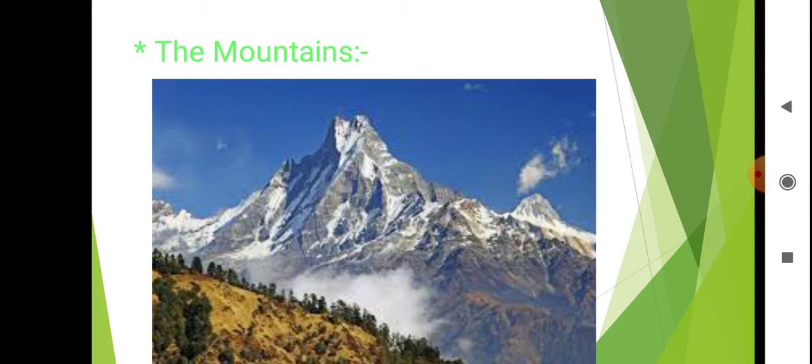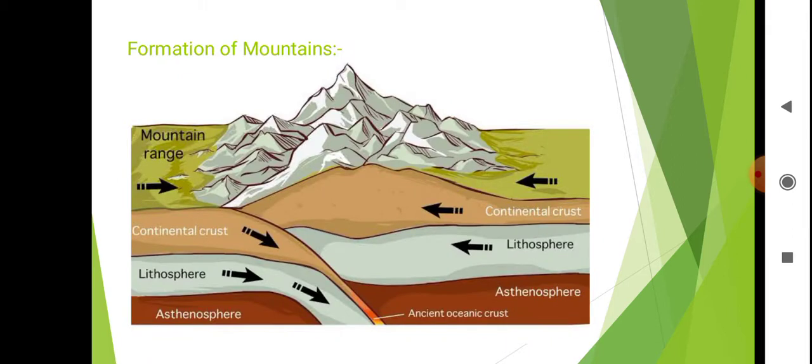Student, there are basically two types of mountains. One is young fold mountain, and another is old fold mountain. Okay, Himalaya mountain is an example of young fold mountain, and Aravalli is an example of old fold mountain. Understood? Next point, formation of mountains.